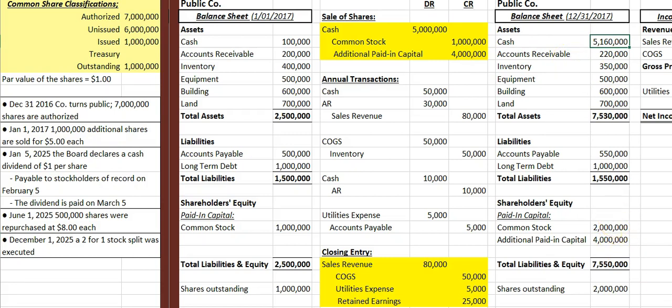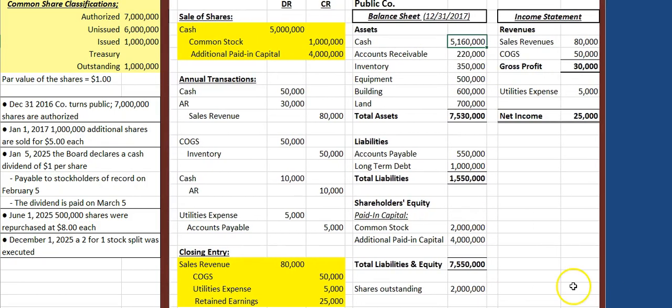And if I come over here and look at this, let's take a look at this, okay? Did I miss anything here? Yes, I forgot to put the accounts payable went up by $5,000, okay? Accounts payable went up by $5,000. Okay, not 50. I had made a mistake there.